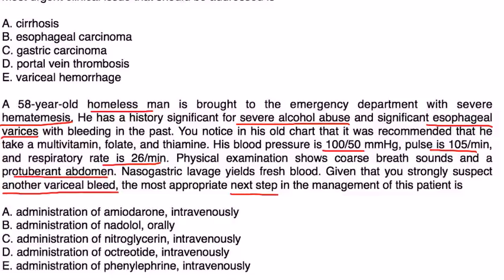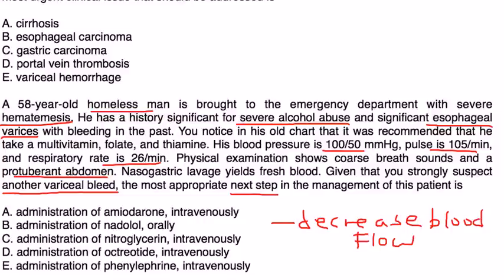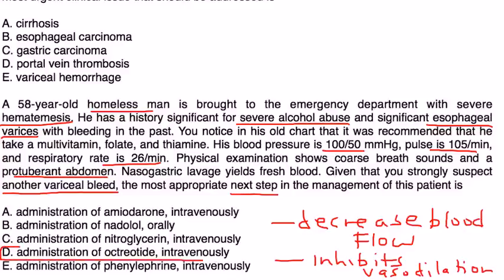Well, they've mentioned all these medications and you have to figure out which one. Well, the medication that's given IV is a medication that decreases blood flow. And in addition to decreasing blood flow, it also inhibits vasodilation. And of the ones listed, the one that does both of those things is octreotide.